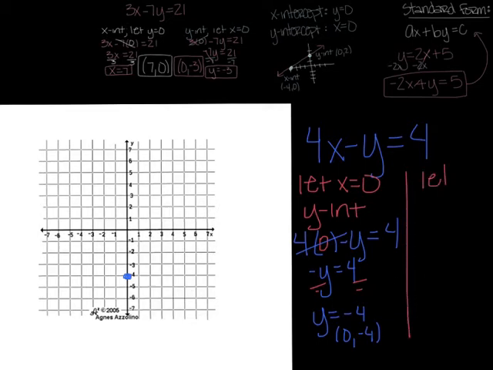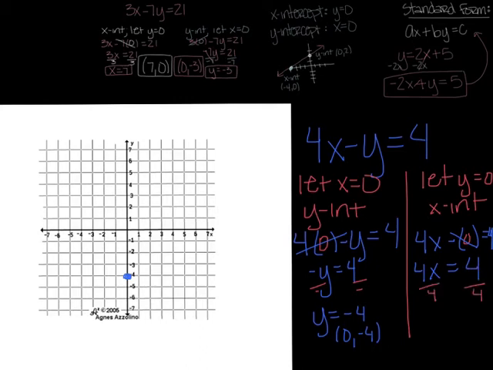Now let's let y equal 0. That will give us our x-intercept. So we have 4x minus y equals 4. Ooh, out of space. Our y value is 0, so that cancels, and we have 4x equals 4. Divide both sides by the coefficient, and x equals 4 over 4, which is 1. So when x is 1, y is 0.